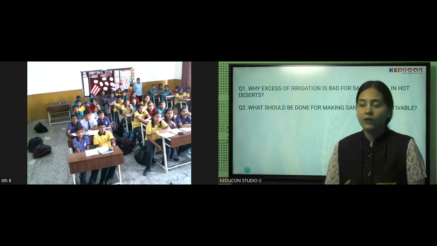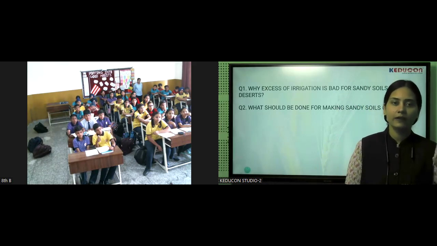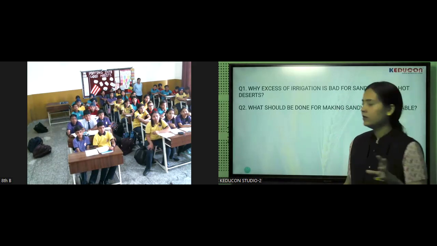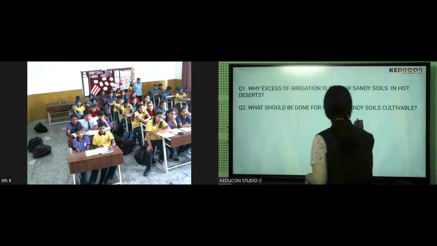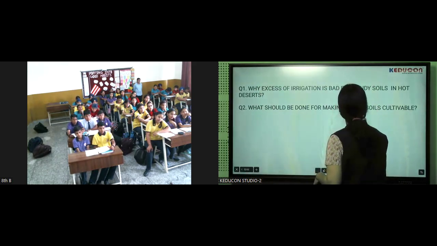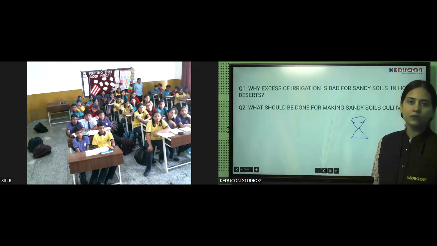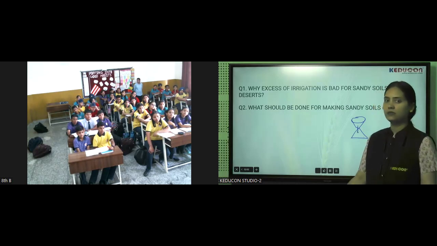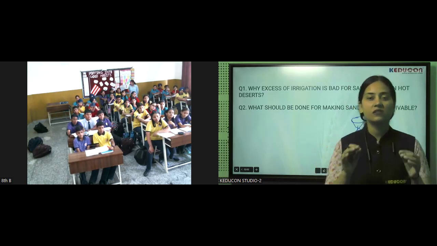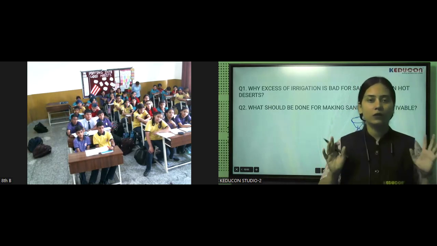No. Now, sandy soil is like, have you seen a sand timer, a sand clock, like this? Sand passes through it very easily. Sand particles are very dry. They cannot absorb water.